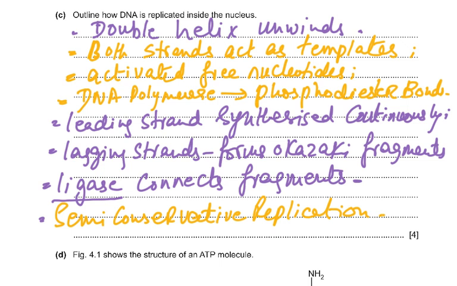And for this, of course, I'll give you the mark scheme. So the points were: double helix unwinds, both strands act as templates, activated free nucleotides align with it. DNA polymerase forms the phosphodiester bonds, leading strand synthesized continuously, lagging strand forms the Okazaki fragments. Then ligase connects the Okazaki fragments, and this is called semi-conservative replication.